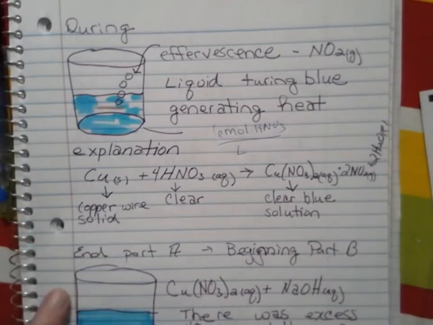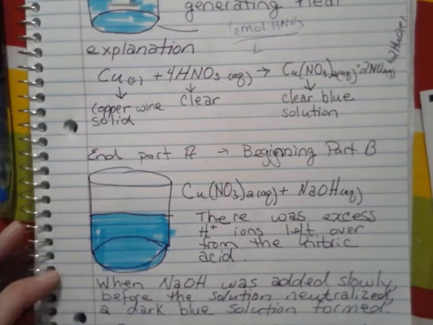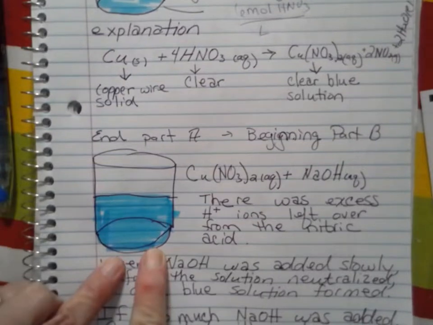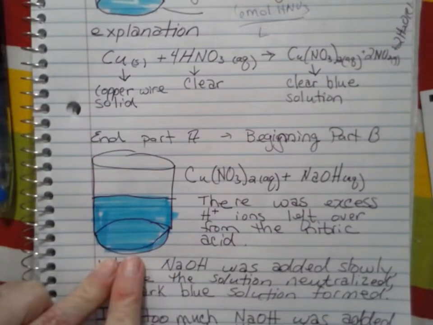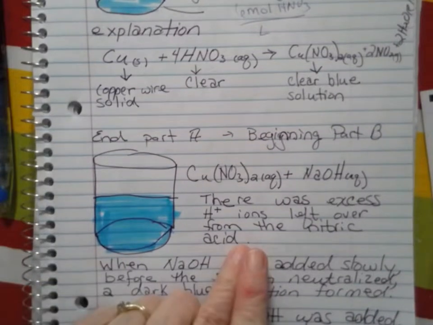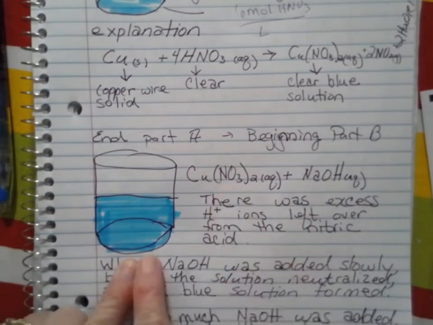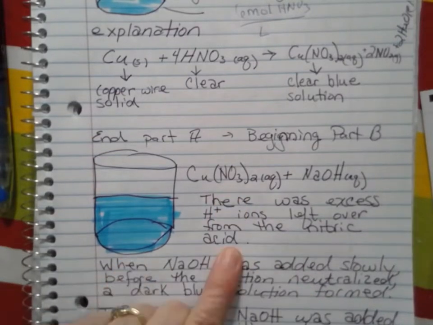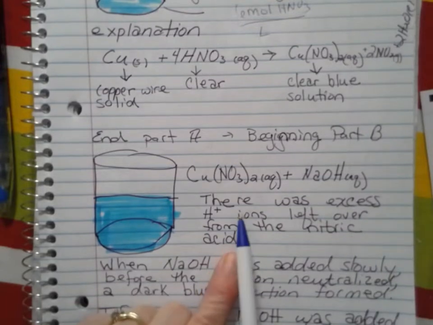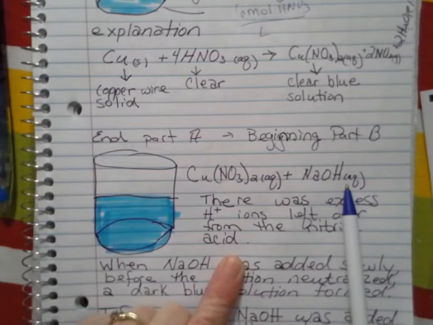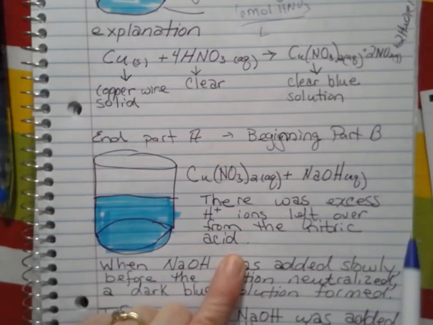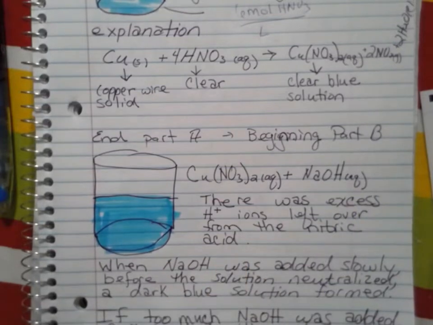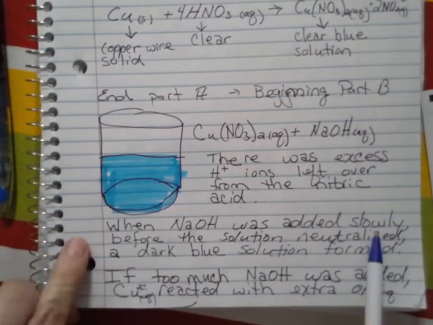Okay? Now, the end of part A was the beginning of part B. When part A completed, I had nothing but this clear blue solution. And that clear blue solution was that copper 2 nitrate. Then what I did, I added sodium hydroxide to it. The reason that I needed to add that sodium hydroxide was because I needed to neutralize that acid.